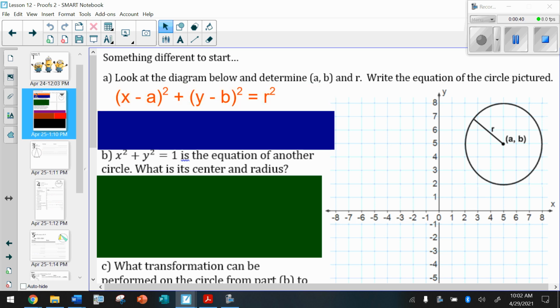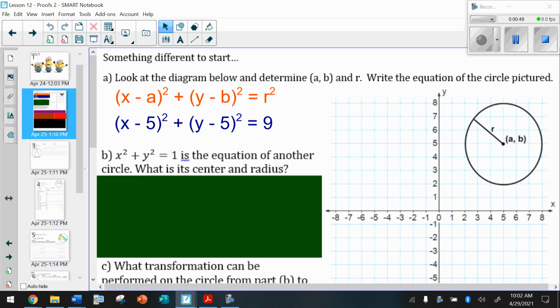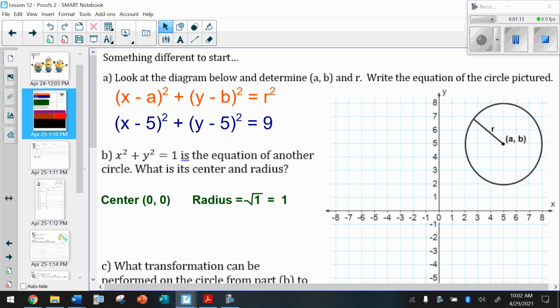And then once you have that information, you know that you can put it into the standard form for the equation of a circle. So your equation ends up as x minus 5 squared plus y minus 5 squared equals 9. Now, let's consider the equation of the circle x squared plus y squared equals 1. What is the center and radius of that circle? Hopefully you wrote down that the center is at 0, 0, and your radius is 1.